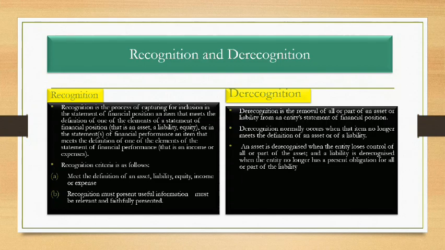Then derecognition. Derecognition is the removal of all or part of an asset or a liability from an entity's statement of financial position. This normally takes place when the item no longer meets the definition of an asset or of a liability or of equity. An asset is derecognized when the entity loses control of all or part of the asset, and a liability is derecognized when the entity no longer has a present obligation for all or part of the liability.